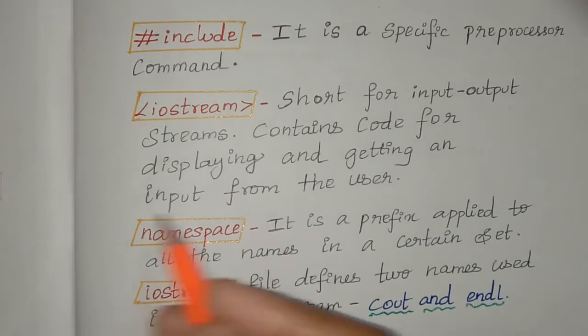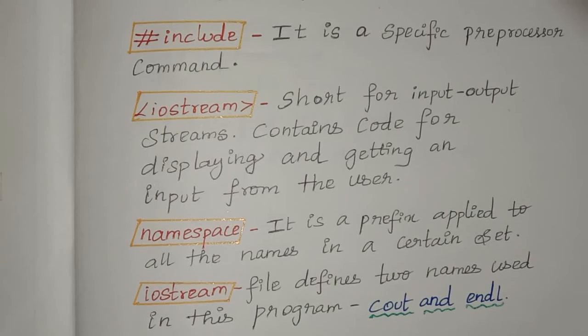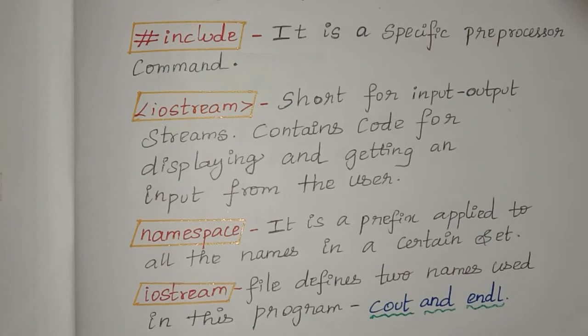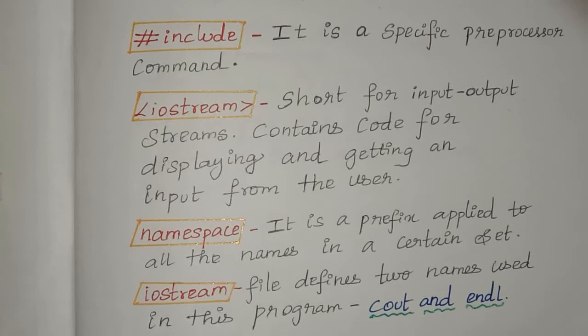Then we have namespace. It is a prefix that is applied to all the names in a certain set. The iostream file defines two names used in this program. One is cout and the other one is endl. This code is saying use the cout and endl tools from the standard toolbox.